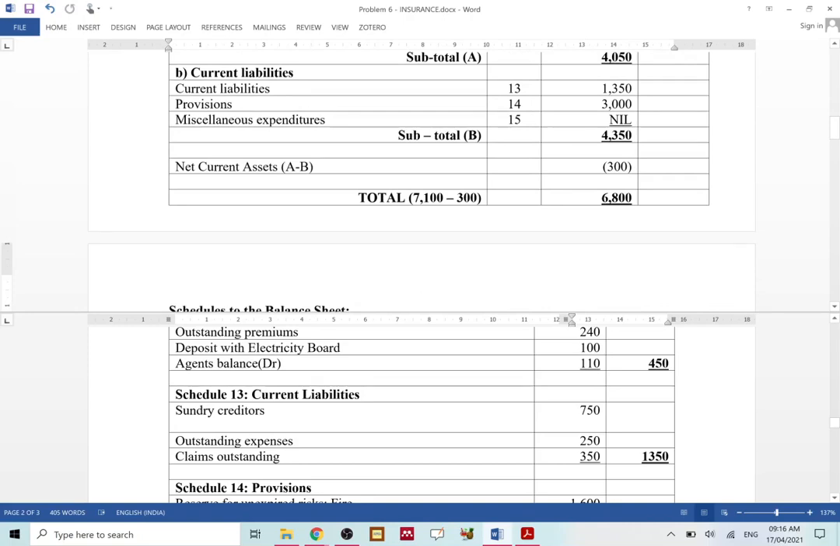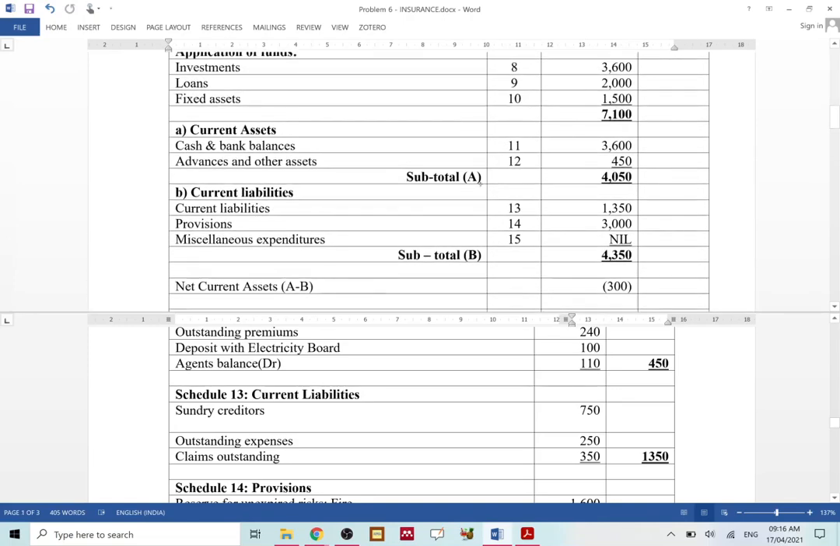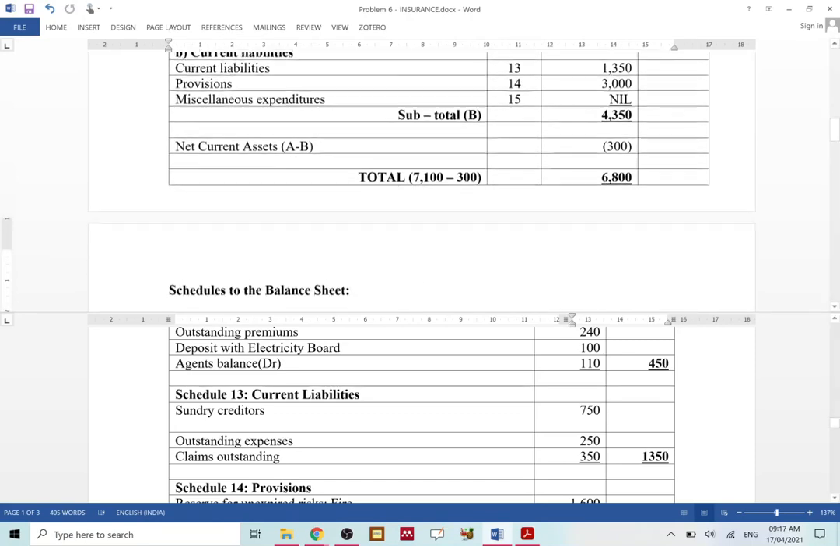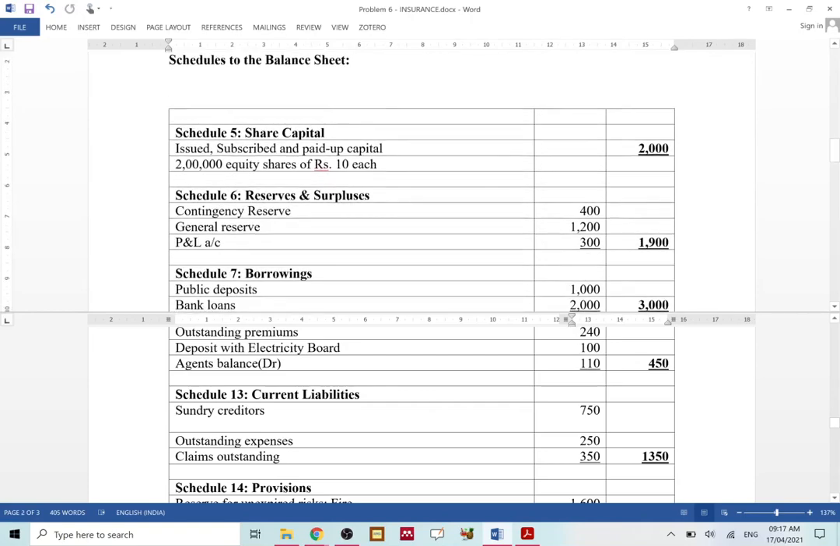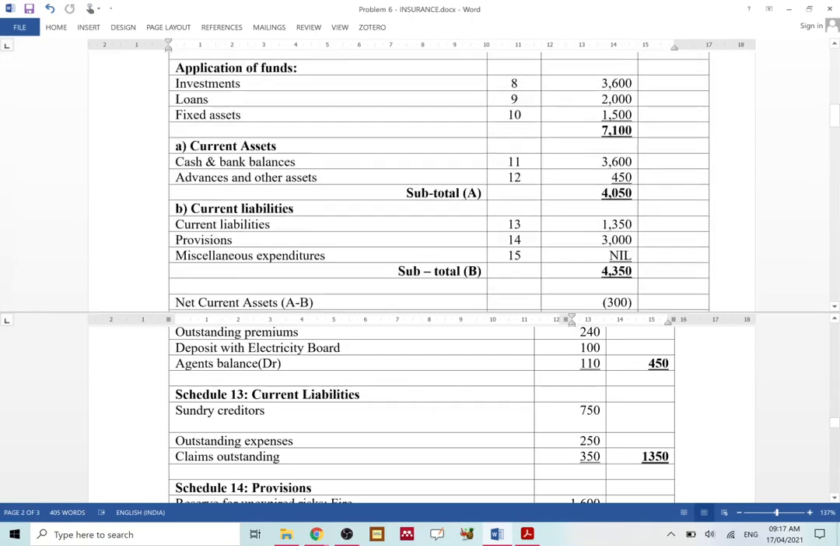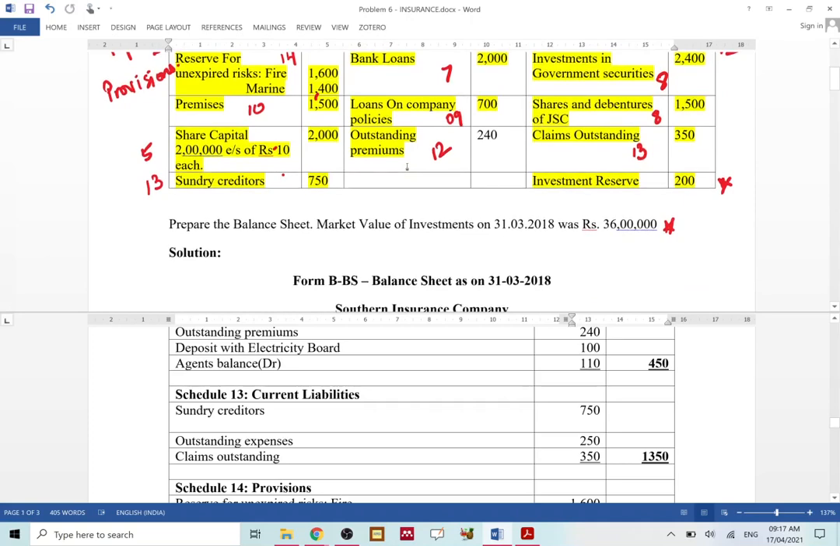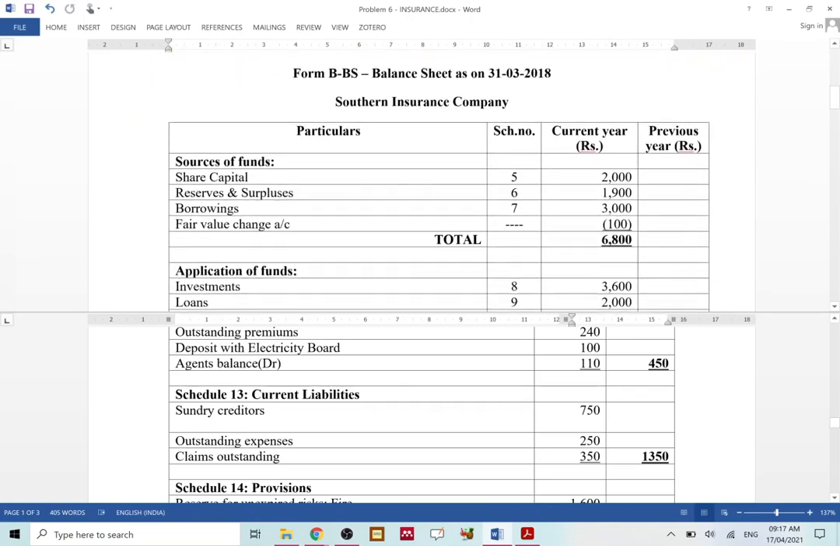Is this clear to you? Between that, these are subtotals only for the purpose of calculation of net current assets. Current assets minus current liabilities. Okay. So that was our balance sheet problem under insurance companies. Okay. And these are the different schedules that we have under it.